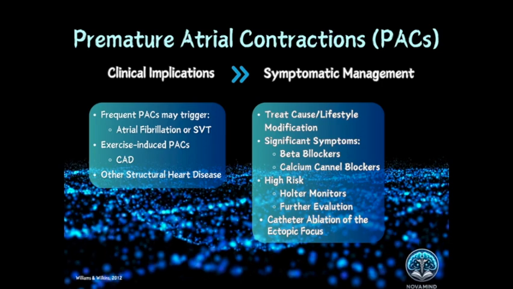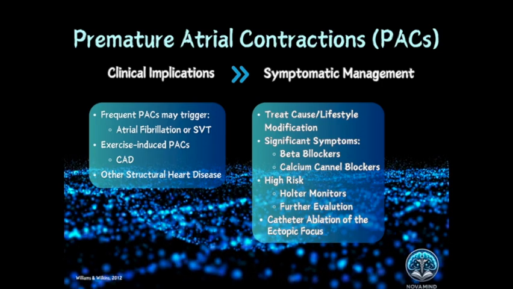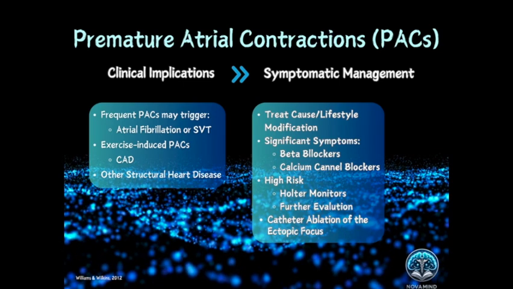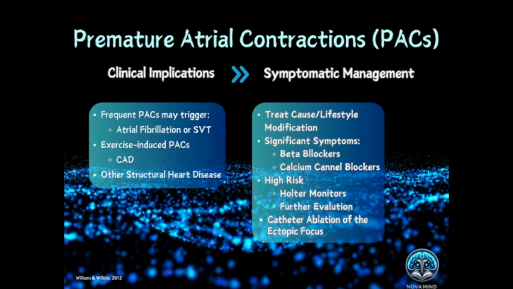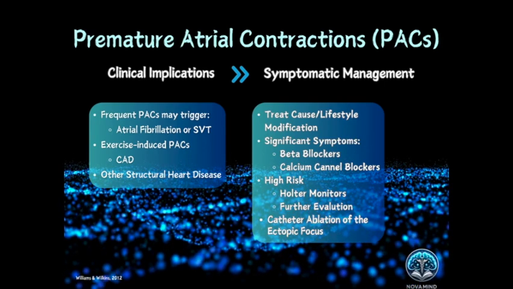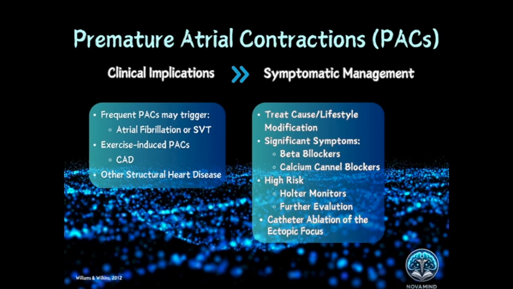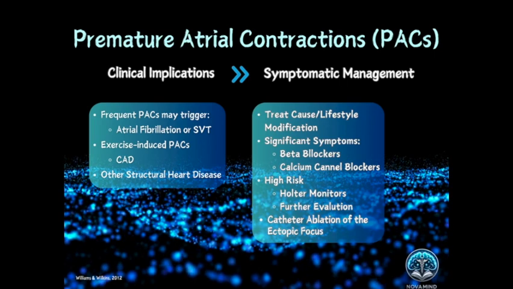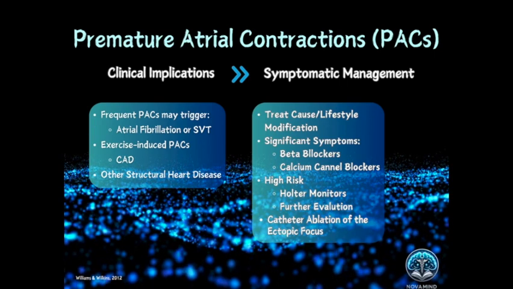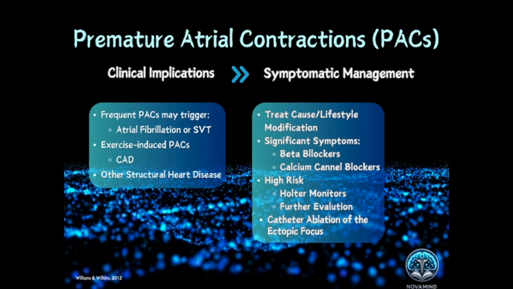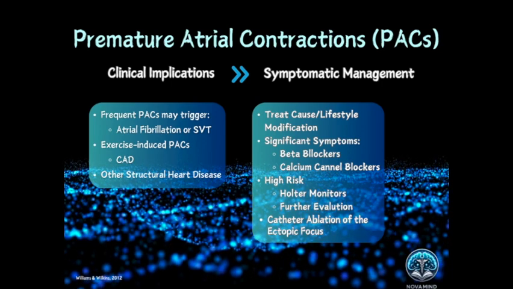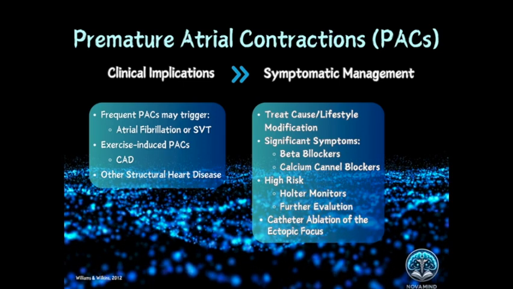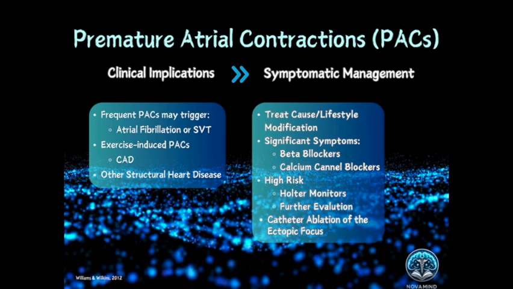For patients at higher risk of atrial arrhythmias, like those with a history of AFib, close monitoring with Holter monitors or further evaluation may be necessary. For rare cases where PACs trigger atrial fibrillation or SVT, catheter ablation of the ectopic focus may be considered. While PACs are often benign, frequent PACs or those causing symptoms should not be ignored, as they may signal increased atrial irritability or the potential development of more complex arrhythmias. Risk factors such as hypertension, heart failure, and coronary artery disease may increase the likelihood of PACs leading to further atrial arrhythmias.